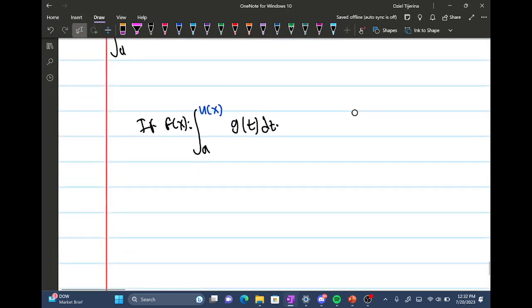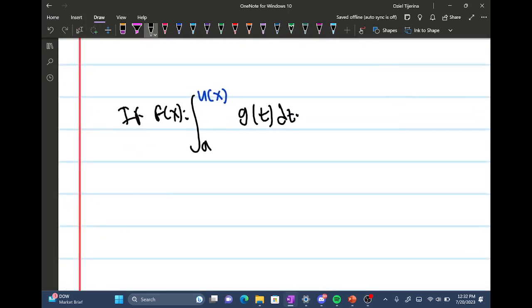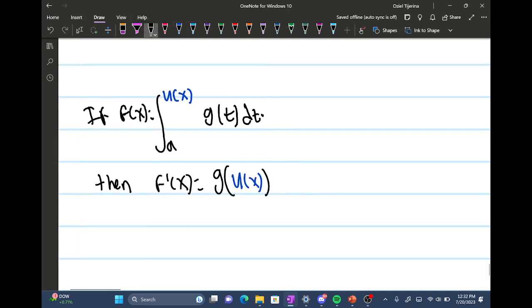I'm going to write then f prime of x is going to be the following. g of u of x times the derivative of u, so times u prime of x. Basically, you're doing composition of functions here, where you plug in t is equal to u of x.